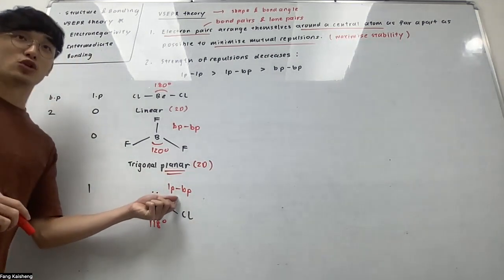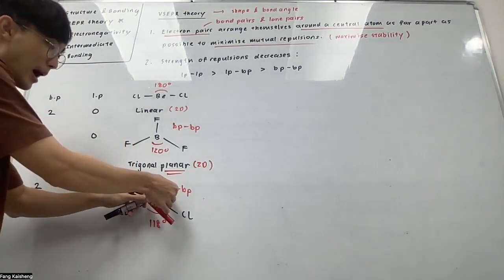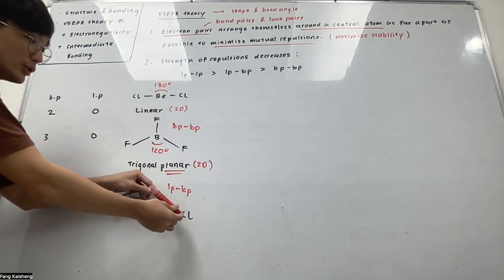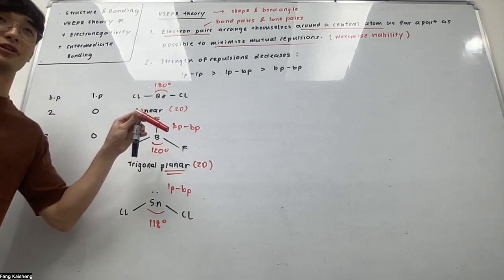Lone pair, bond pair repulsion is stronger, right? So imagine this: the top half is repelling more, squeezing the bottom into a smaller bond angle. Does that make sense? As long as you can visualize it.